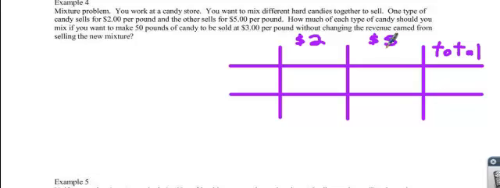Let me give you a little bit of background on this problem. We have two different types of candy, two different products. One's expensive, one's cheap, and we're trying to mix them together. But because we're nice, we don't want to change the value of what we're creating. We don't want to charge more for the combined stuff than we do for the individual parts.